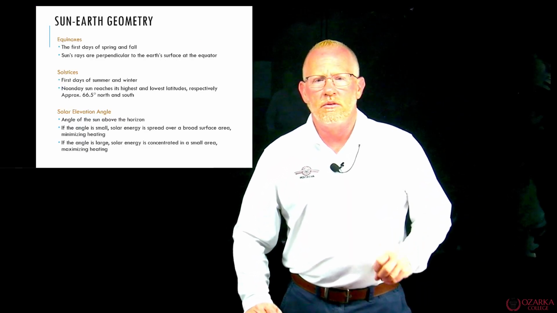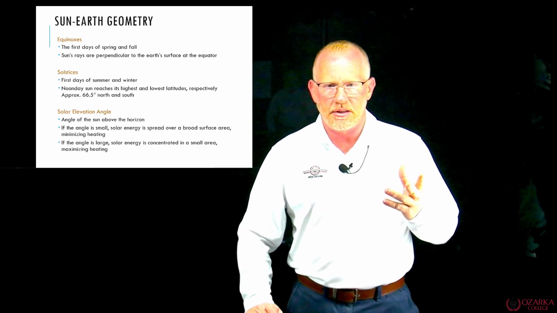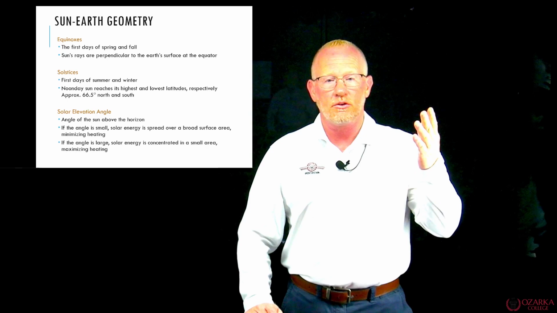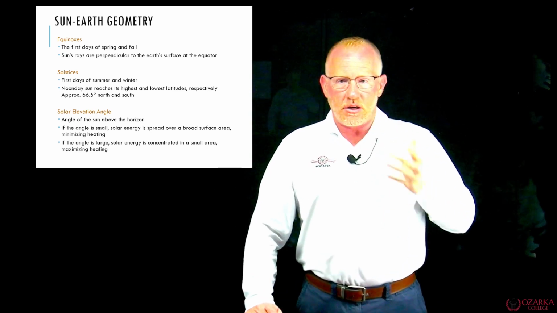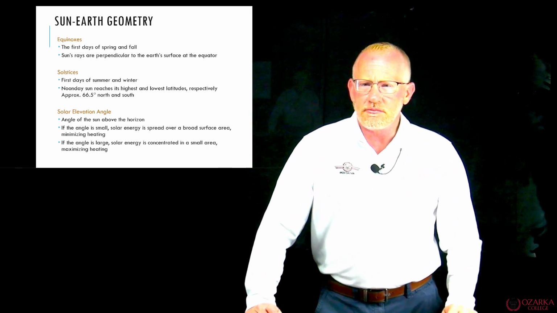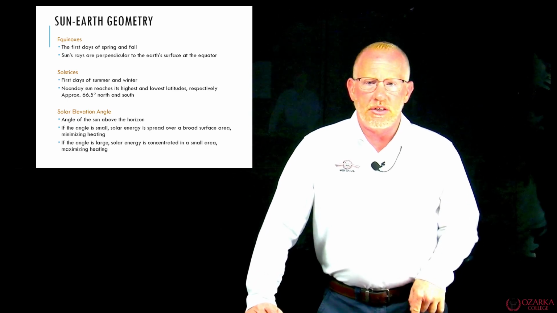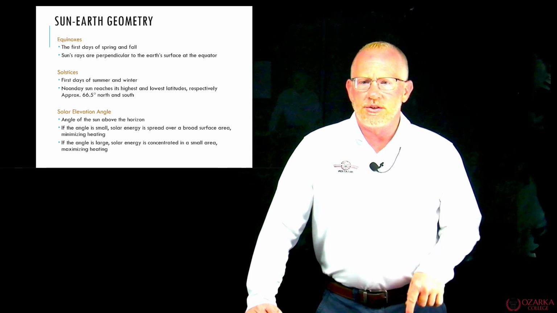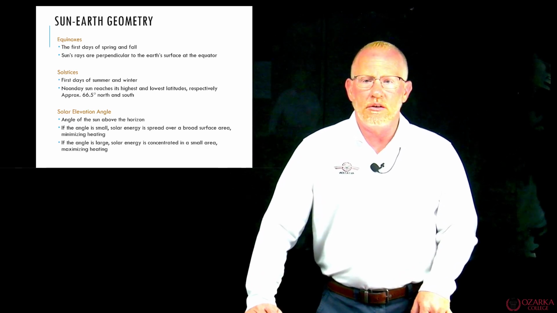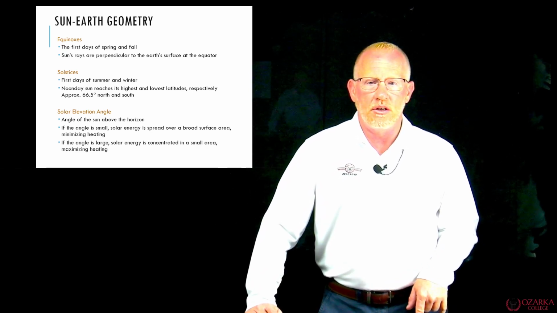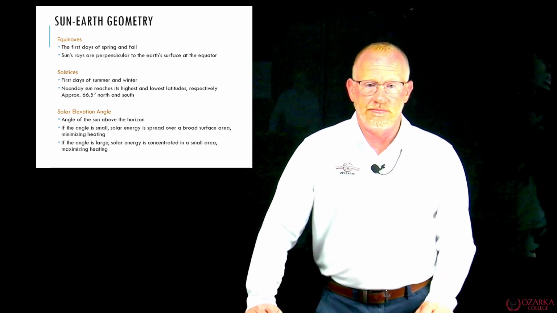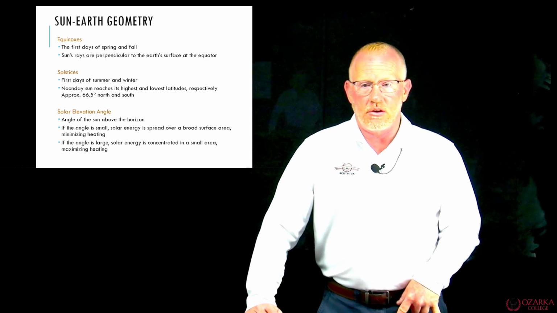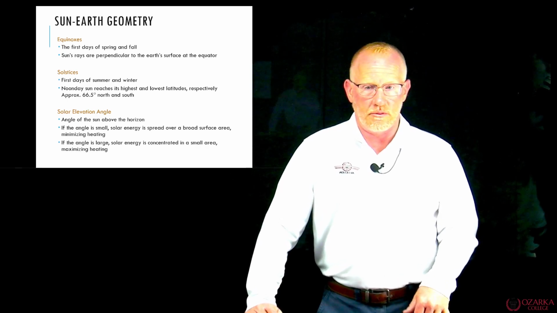So, equinoxes. Let's talk about that. I was just talking about changes of season because of that 23.5 degree tilt. So let's talk about equinoxes. Equinoxes are the first day of spring and fall. Okay? The sun's rays are perpendicular to the Earth's surface at the equator during the equinoxes. Now, the solstices are the first day of summer and winter.